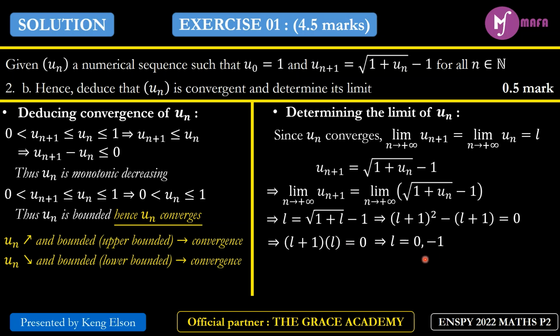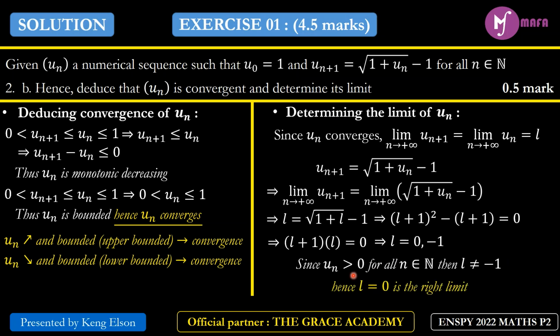Now from here, what are we going to choose? Are we going to choose 0 or negative 1? So we have that the sequence UN is positive. It therefore means that its limit cannot be negative 1, because it is always greater than 0. So you cannot have a negative limit. Therefore we can choose 0 as the limit of UN.